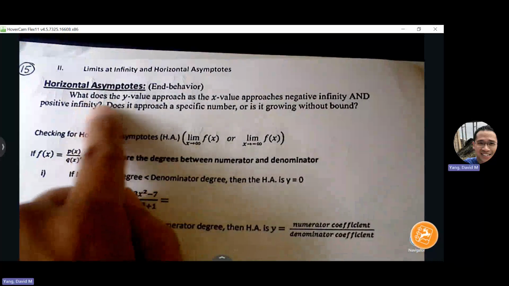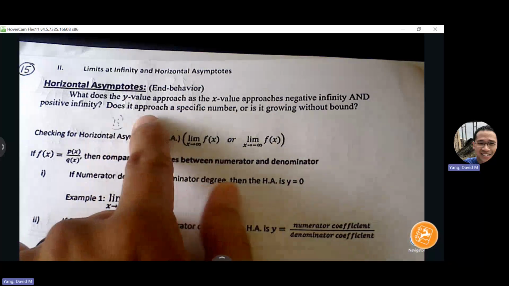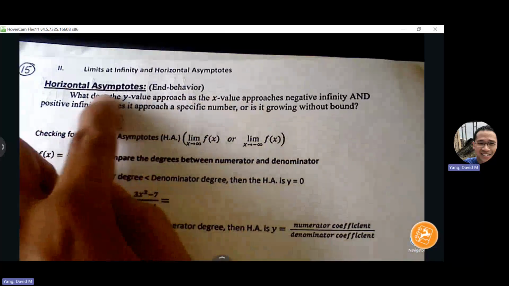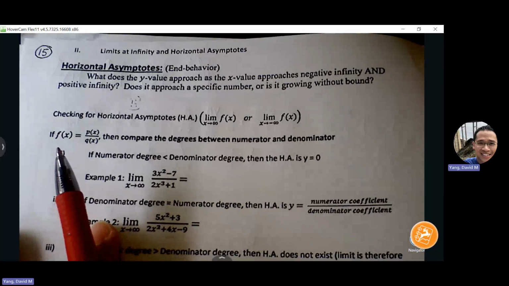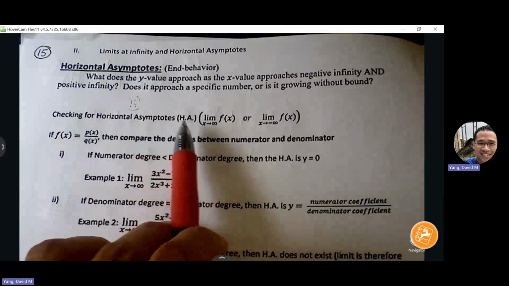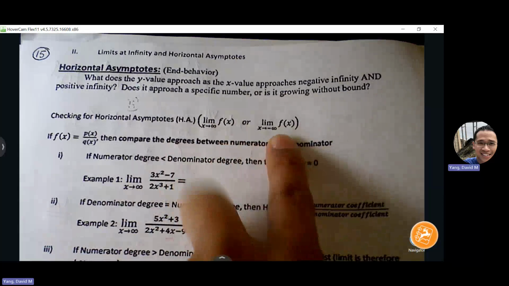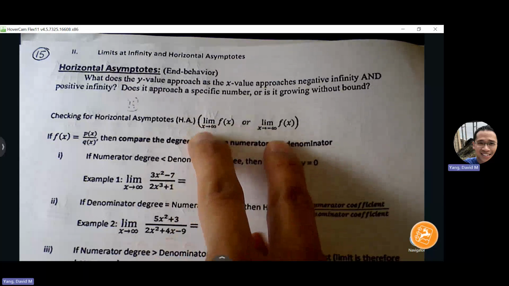Limits at infinity. So what does the y value approach as the x value approaches negative infinity and positive infinity? Does it approach a specific number or is it growing without bound? That is the question we're trying to answer when we are looking at end behavior, to see if the arrow is flattening out or moving without bound towards positive or negative infinity. So the way we check for horizontal asymptotes is we find the limit as x approaches infinity or the limit as x approaches negative infinity. A lot of times, if there's a horizontal asymptote, these will be the same, but sometimes these may be different.